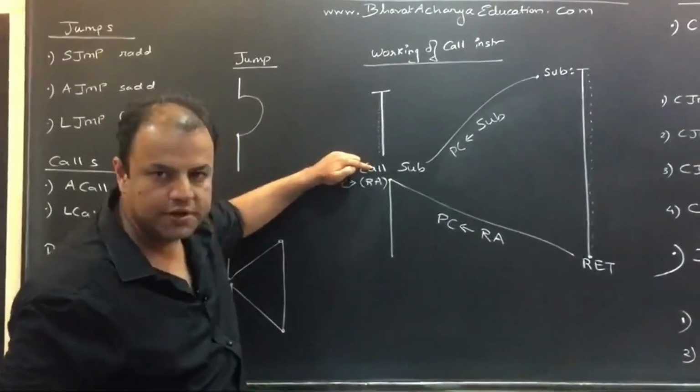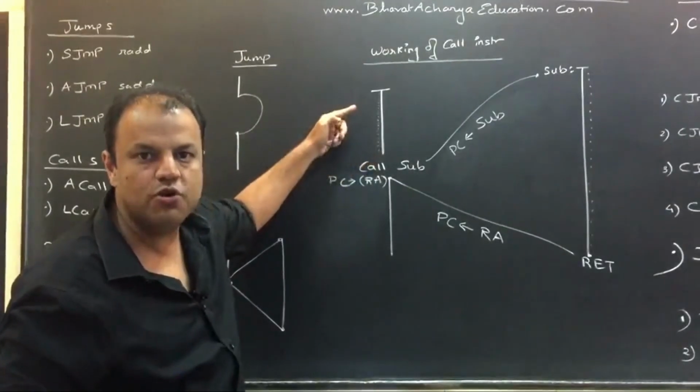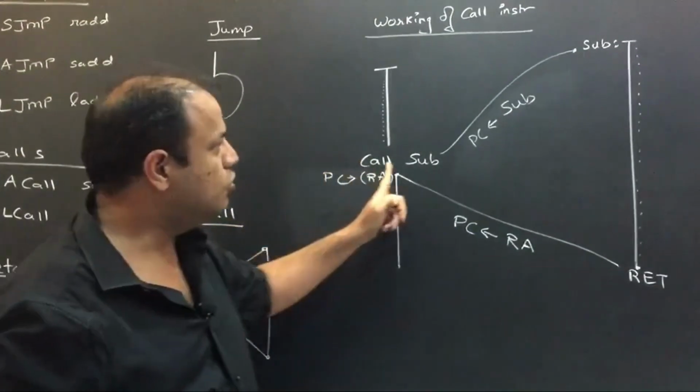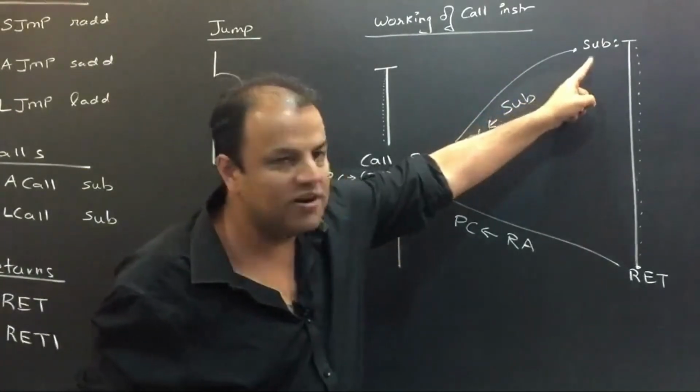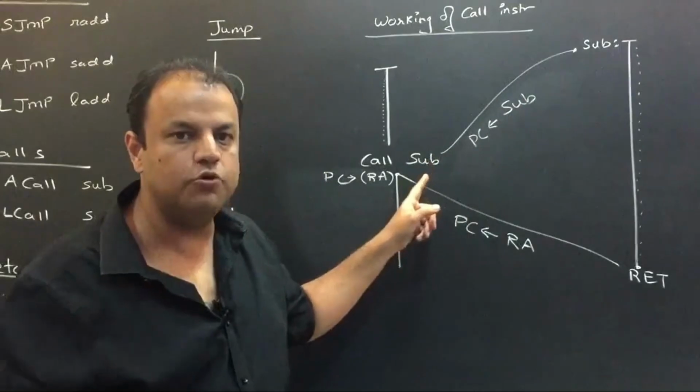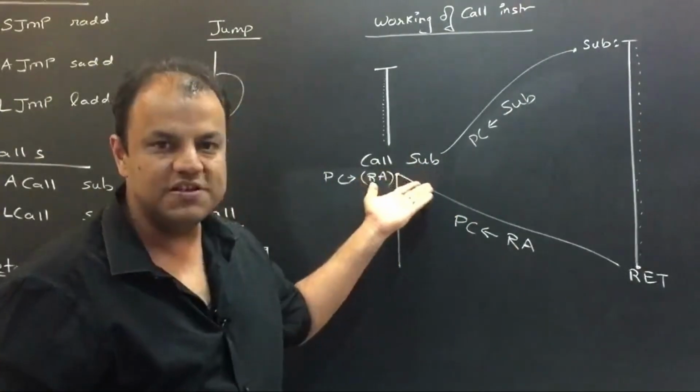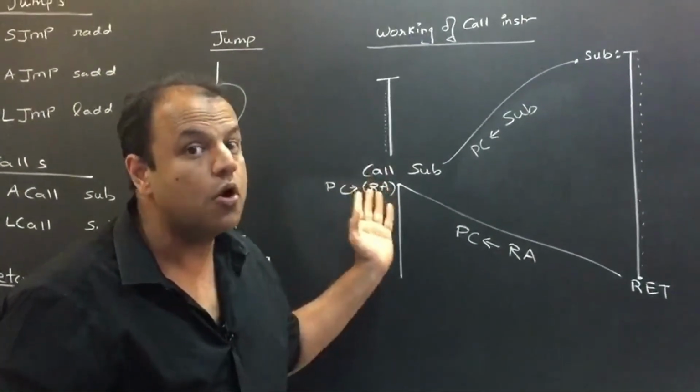To go from here to here, there is no rocket science involved. Just go on incrementing the value of PC. To go from here to here, you are 8051. You want the subroutine address so that you can put it into PC. That address you will get from the instruction because we have very clearly written call subroutine.